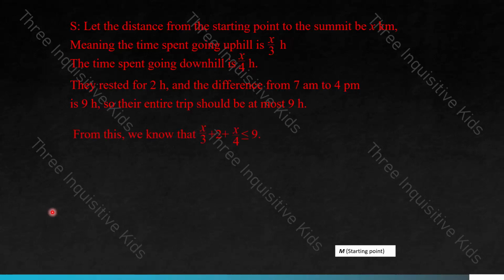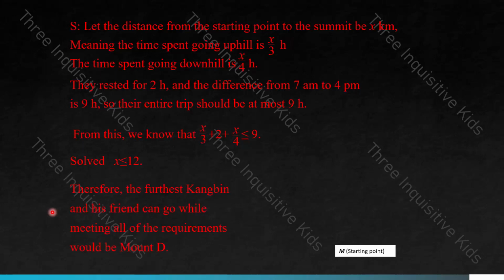From this, we know that x divided by 3 plus 2 plus x divided by 4 can be no more than 9 hours, which we can represent with less than or equal to 9 hours. After solving, we have x is less than or equal to 12. Therefore, the furthest Carmen and his friends can go while meeting all of the requirements would be Summit D.